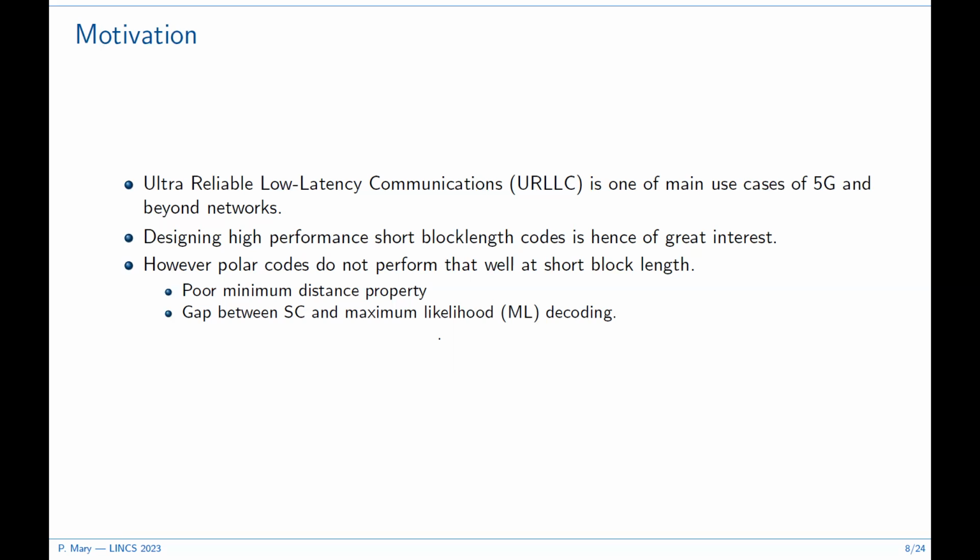So first, there are two reasons for this behavior. The first one is that the structure of encoding of polar codes imposes poor minimum distance of the code, at least the one proposed by Arikan. The second one is that for successive cancellation decoding, there is a gap between the maximum likelihood decoder and the successive cancellation decoder. This gap has been partially solved, at least in 2015, with the list decoder. The list decoder, when the list size increases, almost closes the gap with the maximum likelihood decoder.